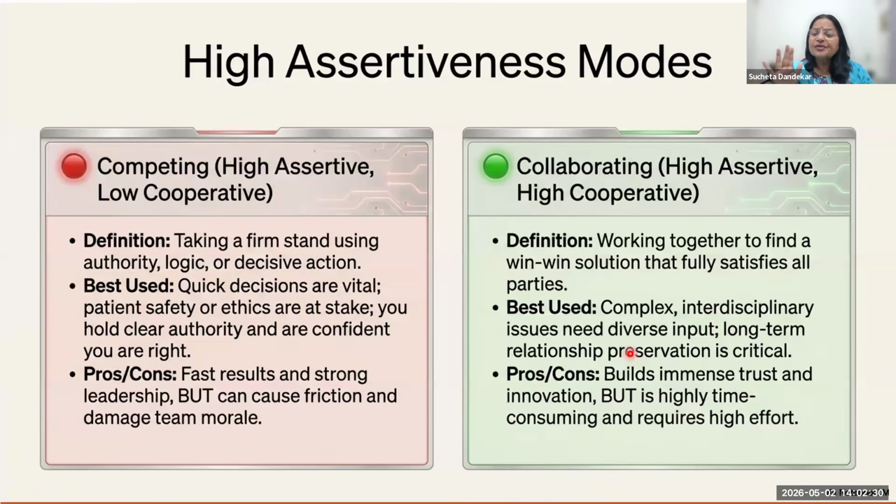But what are the pros and cons? It builds immense trust and innovation. However, it could be highly time consuming and it will require a lot of effort, because all parties that are involved should come on the same page and say, yes, this works.